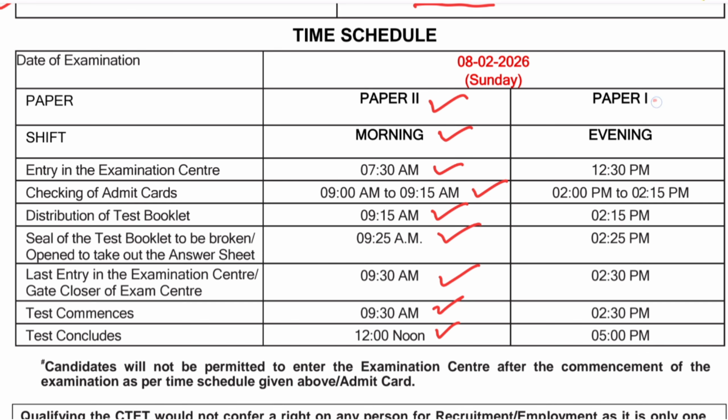Same for the paper which will be conducted in the evening. Entry in the examination hall will start at 12:30 p.m. Checking of admit card is from 2 p.m. to 2:15. Then distribution of booklet at 2:15. Then the seal will be opened at 2:25. Then the last entry in the examination hall is 2:30 p.m. The test will start at 2:30 and it will get over by 5 p.m. Remember, candidates will not be permitted to enter the examination center after commencement of the exam.